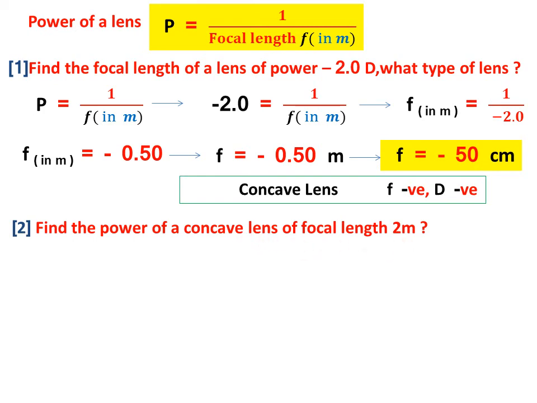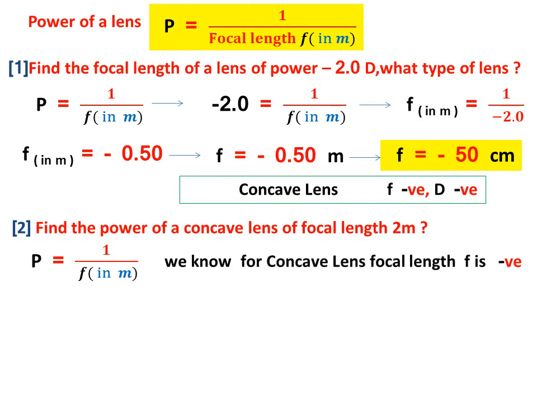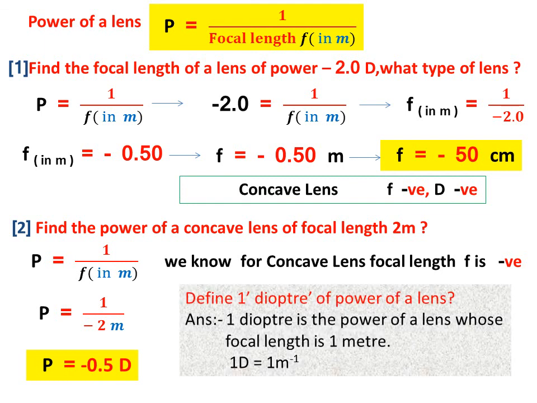Now another example: find the power of a concave lens of focal length 2 meter. So here we have a concave lens. We know that the focal length of a concave lens is negative, and we have to find the power of the lens. So P is equal to 1 upon minus 2 meter. The focal length is 2 meter here, so f is equal to minus 2 meter, because we know that for a concave lens the focal length f is negative. So P is equal to minus 0.5, and the unit of power of lens is diopter. So we can say P is equal to minus 0.5 diopter.